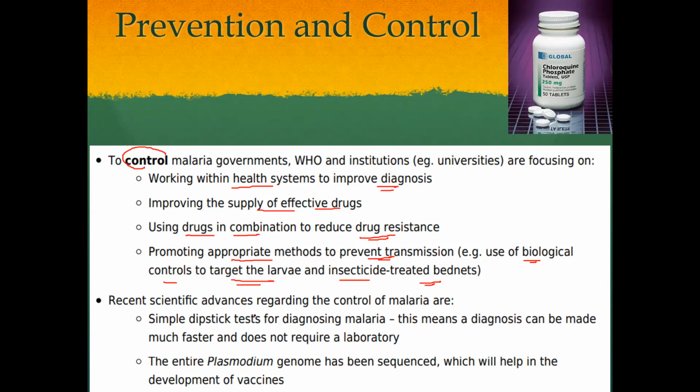So recent scientific advances regarding the control of malaria are the simple dipstick test, as we just discussed earlier, right? These have immobilized antibodies on them. And since the blood containing parasites has antigens on it, a diagnosis can be made much faster, right? It does not require any laboratory report. The entire Plasmodium genome has also been sequenced, right? Which will help in development of vaccines. They are working on it, but still no such vaccine has been developed till now, but they're still working on it. So these are some recent scientific advances.